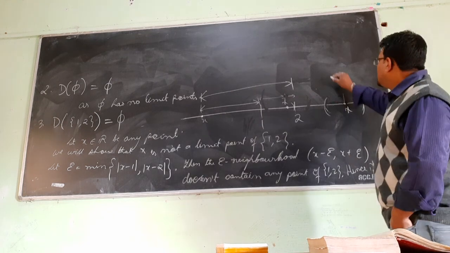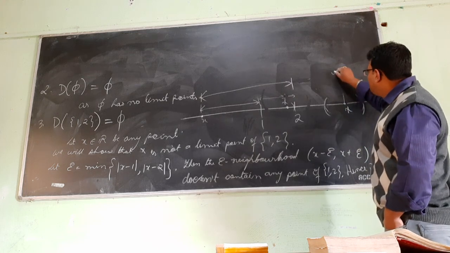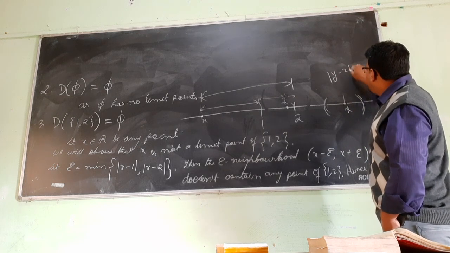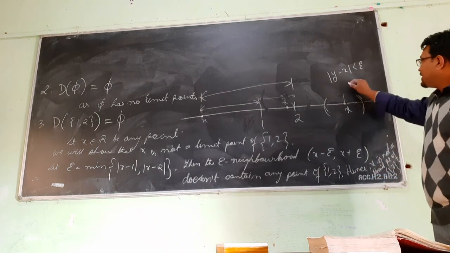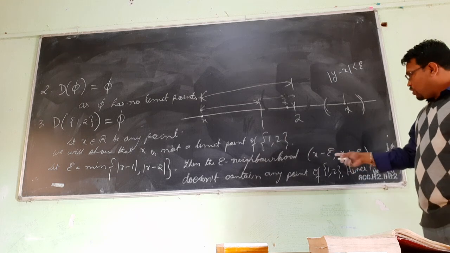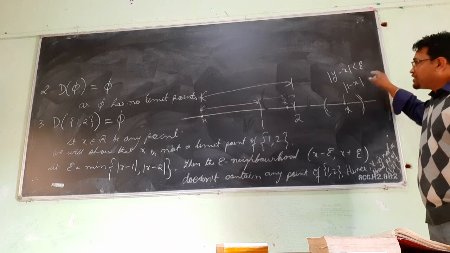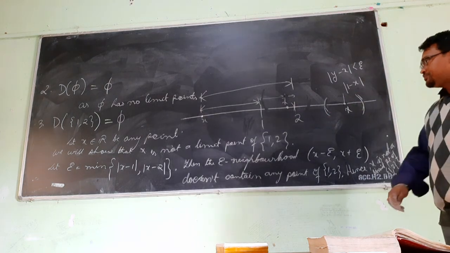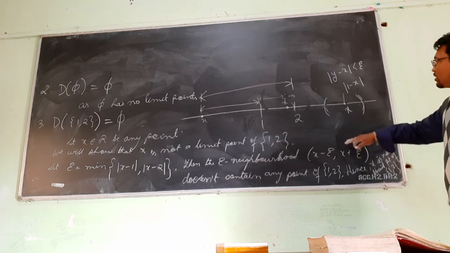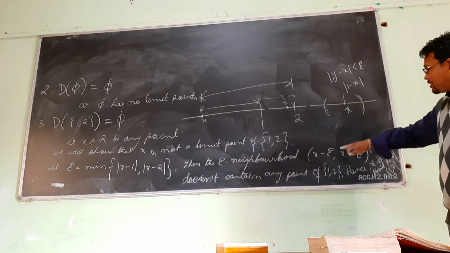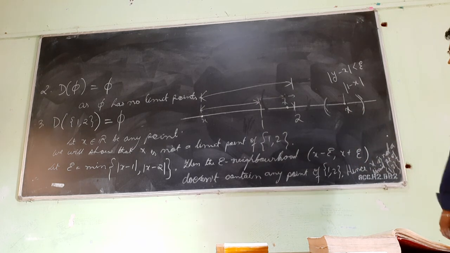So 1 doesn't belong to this, 2 also doesn't belong to this. Any point y which belongs to this will satisfy |y - x| strictly less than epsilon. So 1 cannot be a point inside this set because |1 - x| is not strictly less than the minimum of these. Either way, 1 cannot be a member of this set, and 2 also cannot be a member of this set. Okay. Clear?